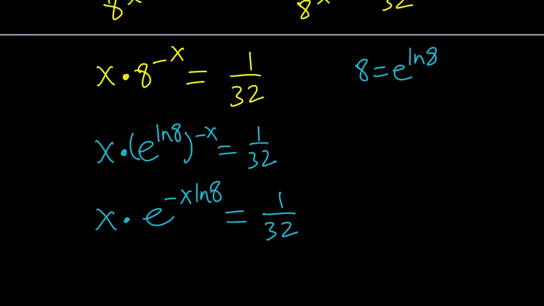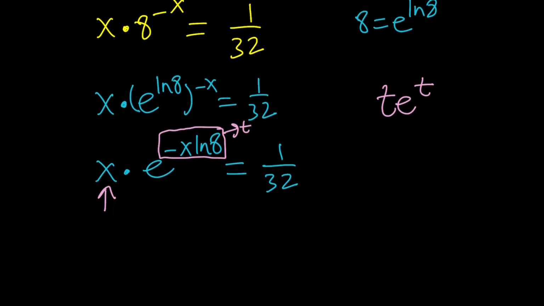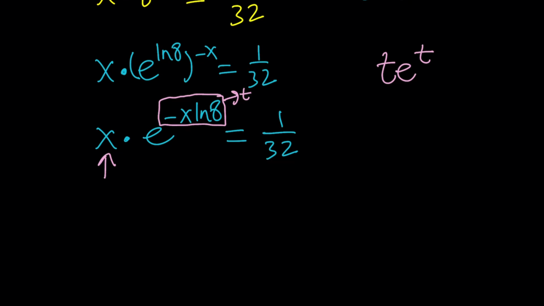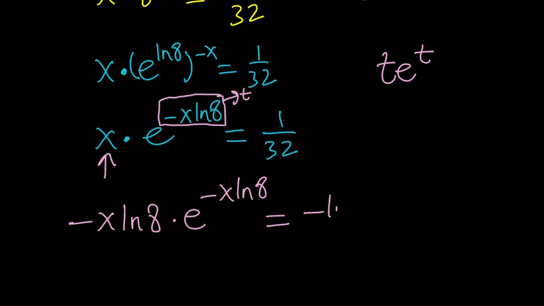Now we're going to try to get something that looks like this: t e to the t. So if this is my t, can this be my t again? No. This is supposed to be the t, so we have to change the x. And that's pretty easy because I have x and I need negative x ln 8, which means multiply both sides by negative ln 8, which is a negative quantity by the way. So it's going to give you negative x ln 8 times e to the power negative x ln 8 equals negative ln 8 divided by 32, because we multiply 1 over 32 by negative ln 8. We did it on both sides, so we're good.